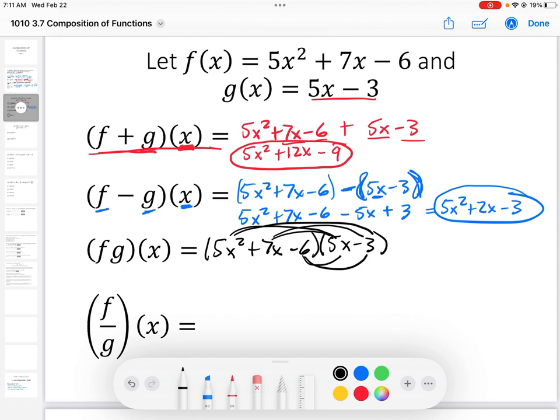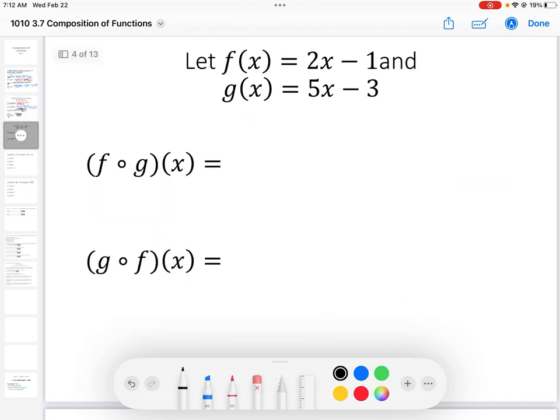times g of x. Same thing if you were doing f divided by g of x. In that case, you would get 5x squared plus 7x minus 6 divided by 5x minus 3. And because this is not a monomial, then you would need to do long division to simplify out what f divided by g of x is. But the basic idea is that you take x and you input it into f, you take x, input it into g, and then you divide the results.